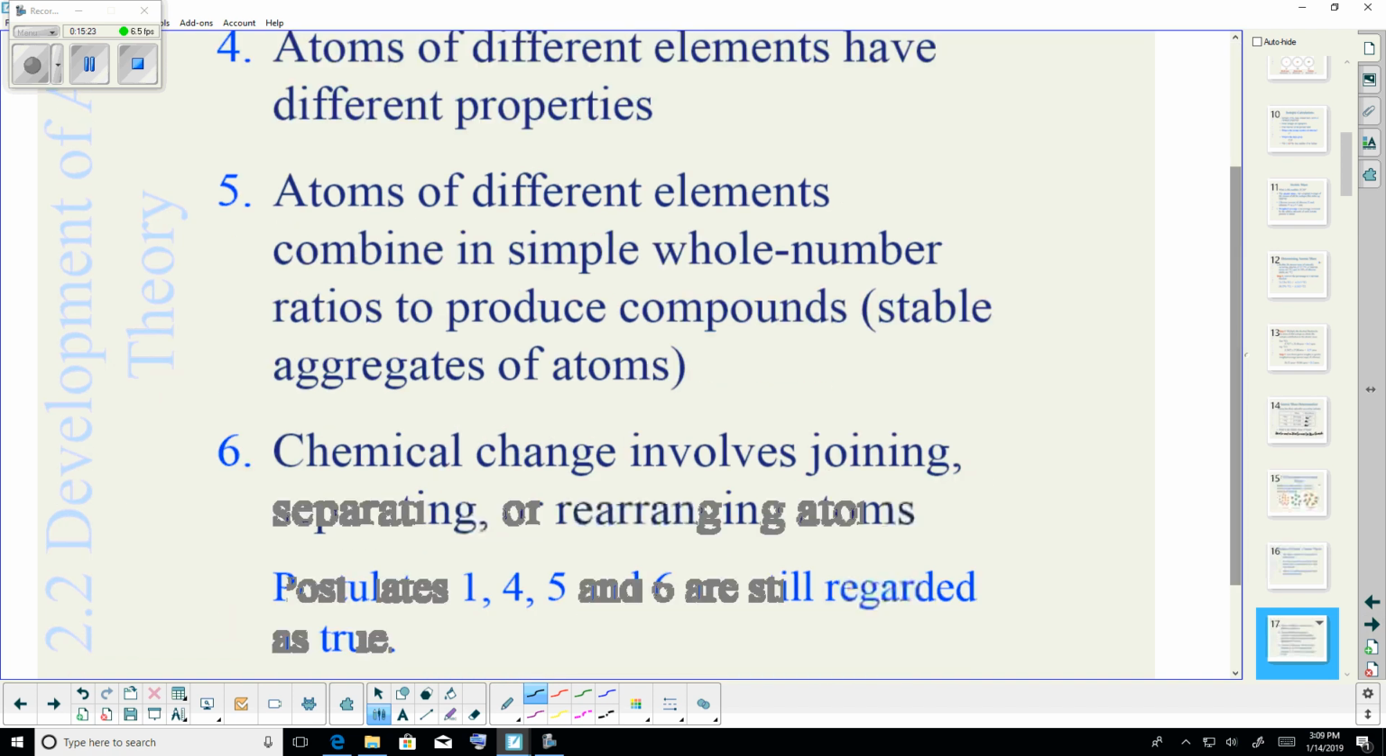Atoms of different elements combine in simple whole number ratios to produce compounds, which he said were stable aggregates of atoms. So, you know, hydrogen plus oxygen always gives us water, H2O. Sodium and chlorine gives us sodium chloride. Chemical change involves joining, separating, or rearranging atoms. So those postulates, 1, 4, 5, and 6, are still regarded as true. 2 and 3 aren't really regarded as true anymore.